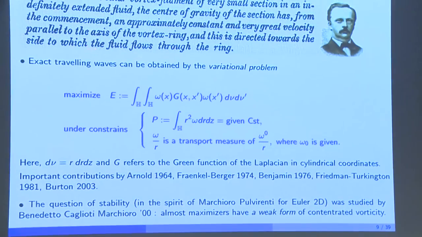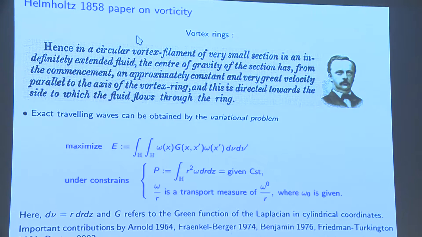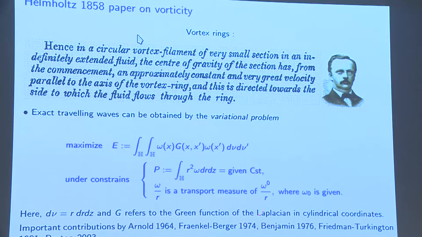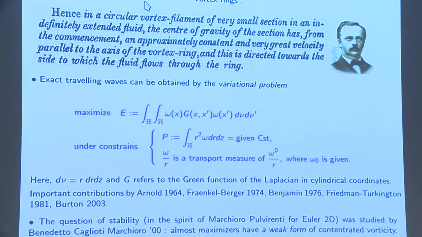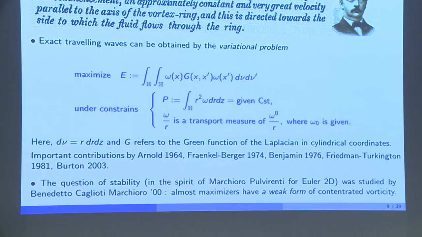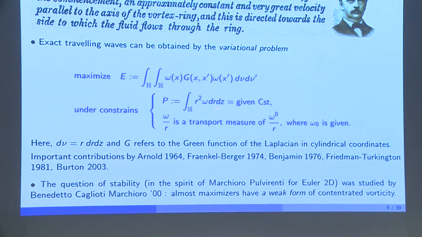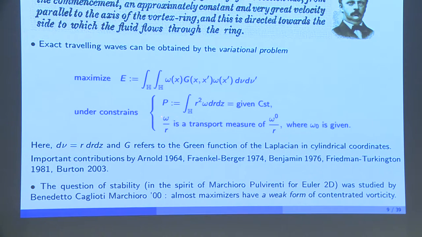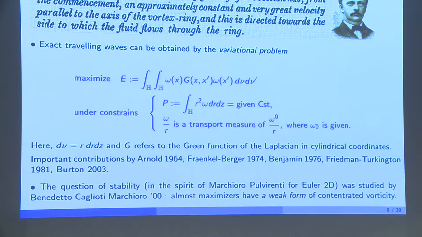Actually, the existence of exact vortex rings, in the sense of exact traveling wave solutions, so solutions that do not deform in time except for the vertical translation, can be constructed by maximizing the Euler energy, which I wrote here in the vorticity formulation, under the constraint that the momentum is fixed, sufficiently big. If it's too small, there is nothing. And omega over r must be a transport of what it was initially. This is also something which you have to impose, otherwise the maximization problem becomes trivially infinite.